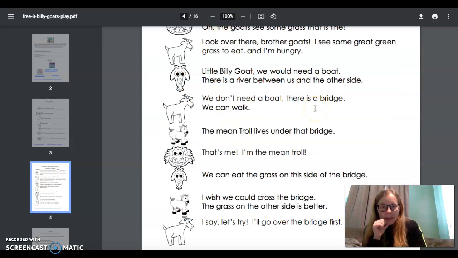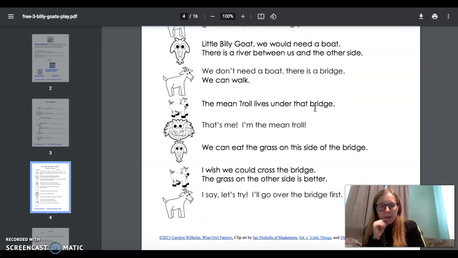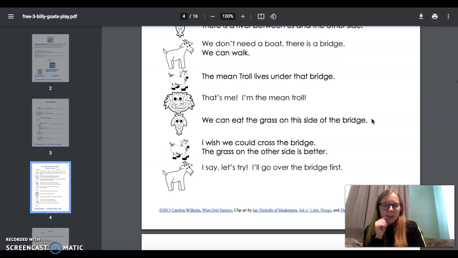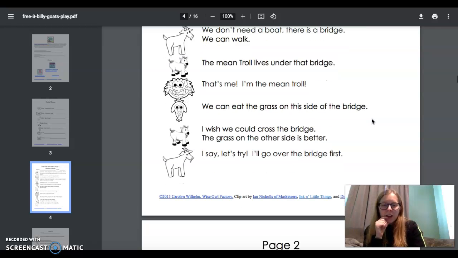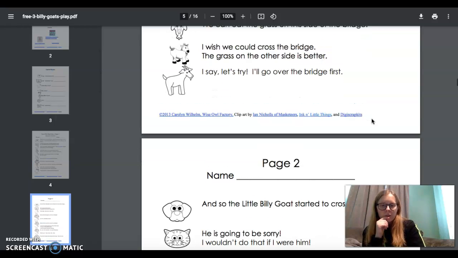All right. The mean troll lives under that bridge. That's me. I'm the mean troll. And then it has a little picture. Whoever was the troll would say that. We can eat the grass on this side of the bridge. I wish we could cross the bridge. The grass on the other side is better. I say, let's try. I'll go over the bridge first.